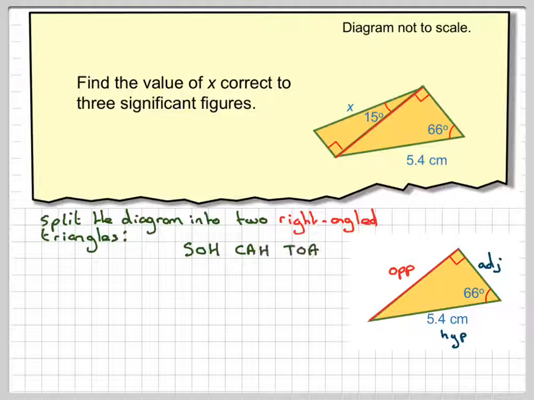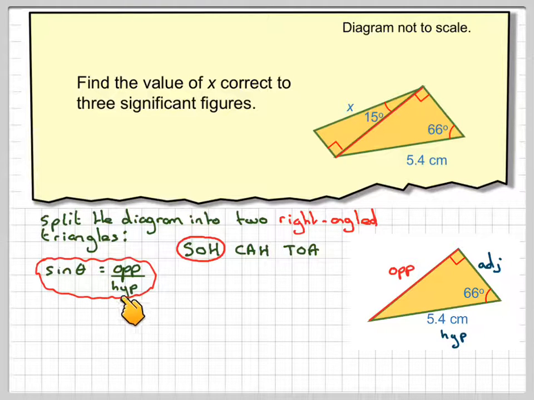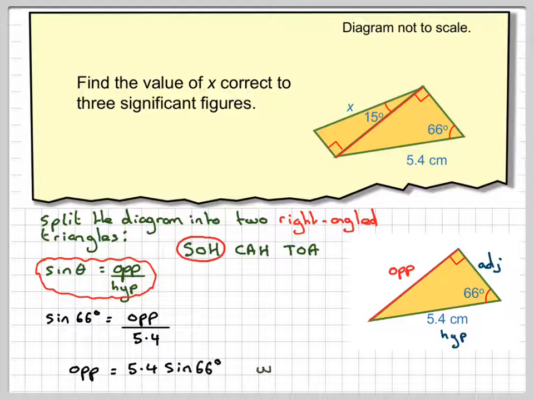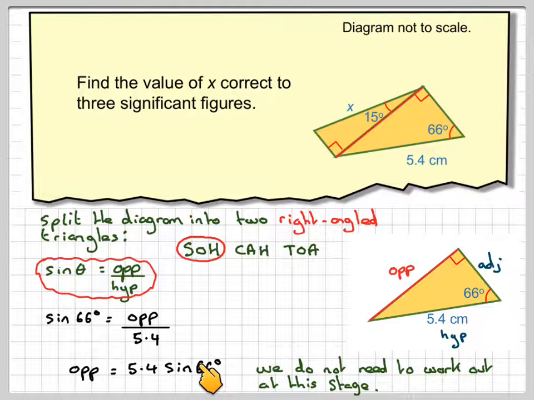Then using SOHCAHTOA, because we've got hypotenuse, we want opposite and angle, we're going to use sine. Write down the ratio. Sine of the angle is opposite over hypotenuse. Therefore, sine of 66 is going to be opposite divided by 5.4. Therefore, the opposite will be 5.4 sine 66. Now, we don't actually have to work this out, and it's also preferable not to. Therefore, we won't incur a rounding error.